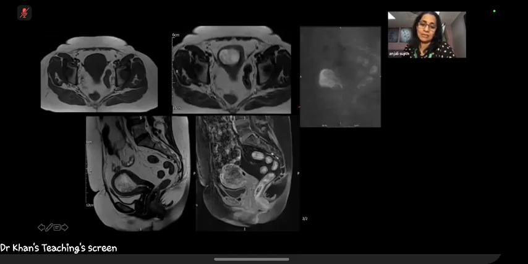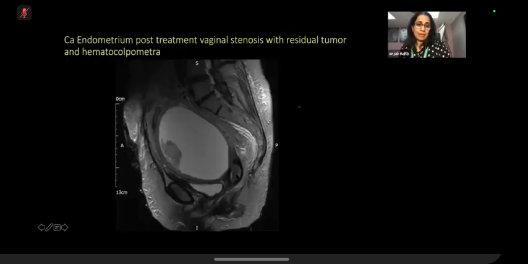So you can see the normal thickness of myometrium. So this tumor has involved more than 50% of myometrium, and the serosa, the outermost layer, is still intact. And there is no extension into the parametrium. No lymph nodes are seen. So this is a stage 1B. Very good. Now, given the diagnosis, this is a CA endometrium. Post-treatment, patient had vaginal stenosis and had residual tumor and hematocolpometra.